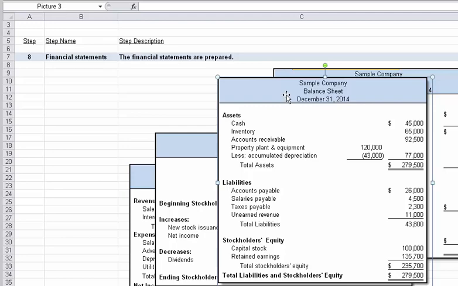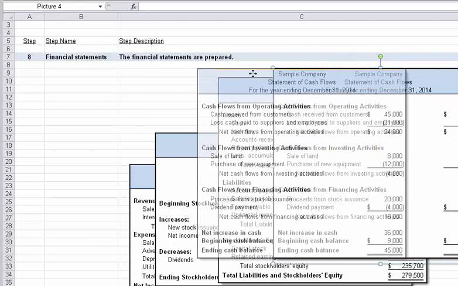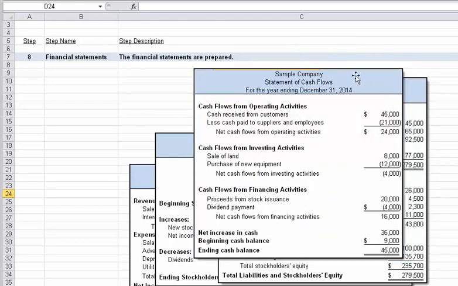Once we're done with the balance sheet, we would prepare the statement of cash flows. Let me bring that to front so we can look at that. I'll slide this over so you can see it. So now if we focus here on the statement of cash flows, you see that the statement of cash flows tells us what happens to cash during the period.